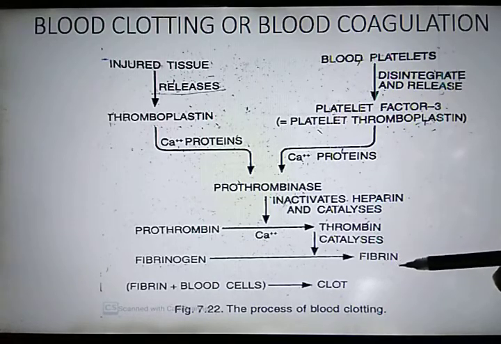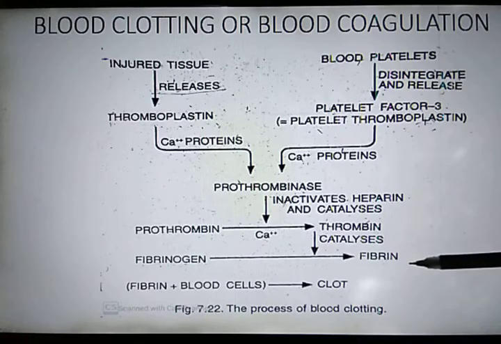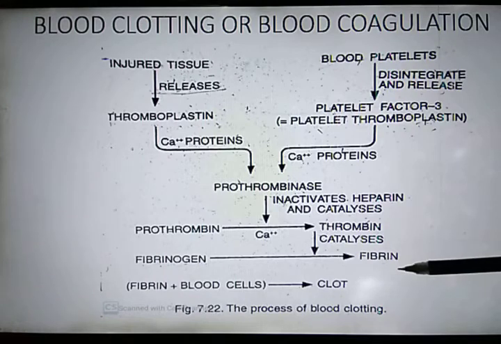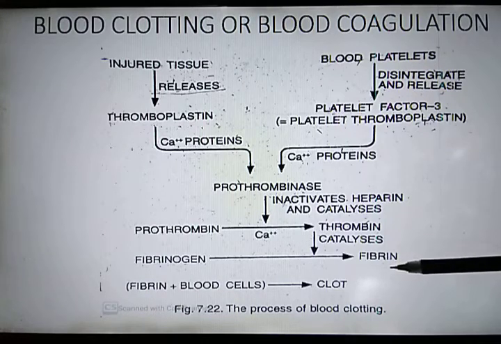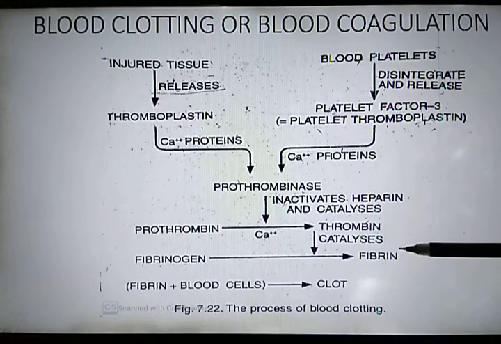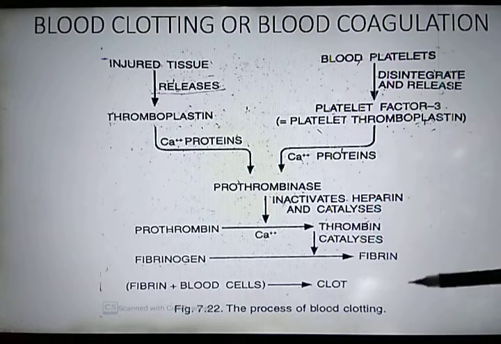Fibrinogen is a soluble plasma protein, and thrombin converts fibrinogen into insoluble protein, fibrin. Now this fibrin forms thin, long, solid fibers. The thin, long, solid fibers of fibrin form a dense network upon the wound and stop bleeding. So the clot is mainly formed by the fibrin.